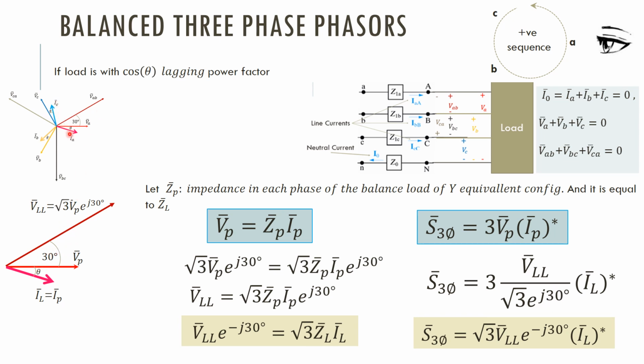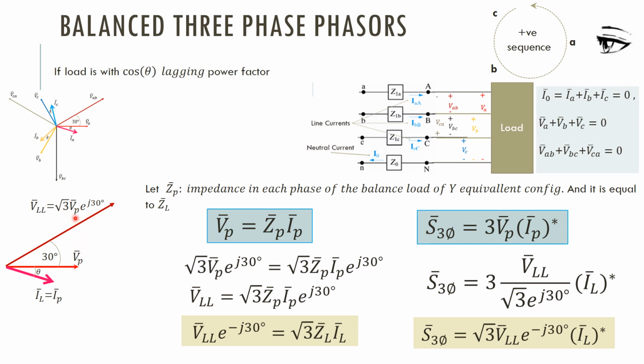Here the B phase has a minus 120 degree phase shift. The C phase has a plus 120 degree phase shift. So you can model the equation in this way, right? All the phase voltages are here, and the line voltages have a 30 degree phase shift, and are magnified by root 3 with respect to this phasor.